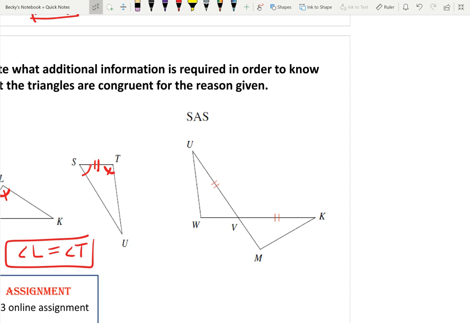Now this picture always reminds me of a butterfly. I have hidden information here, guys, because there's only one thing listed. Do you guys see these big vertical angles here? We know they're congruent. I need side, angle, side. So I have a side. I have the angle. So I have two choices for the side. And hopefully you're saying you need this bottom one. So you have side, angle, side. Side, angle, side. WV and VM.